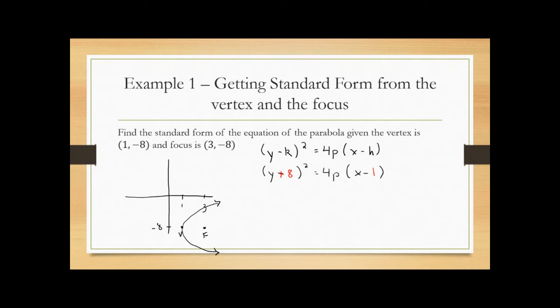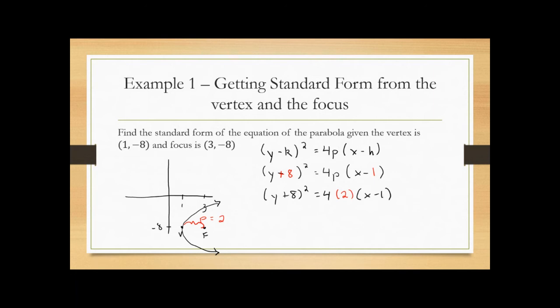Now I need a second piece of information in order to figure out p. p is the distance between the vertex and the focus. So this distance here is equal to p, and that is equal to 2. The distance between 1 and 3 is 2. So p is equal to 2. So I can replace p in my equation with 2. So I have (y + 8)^2 = 4 times 2 times (x - 1).